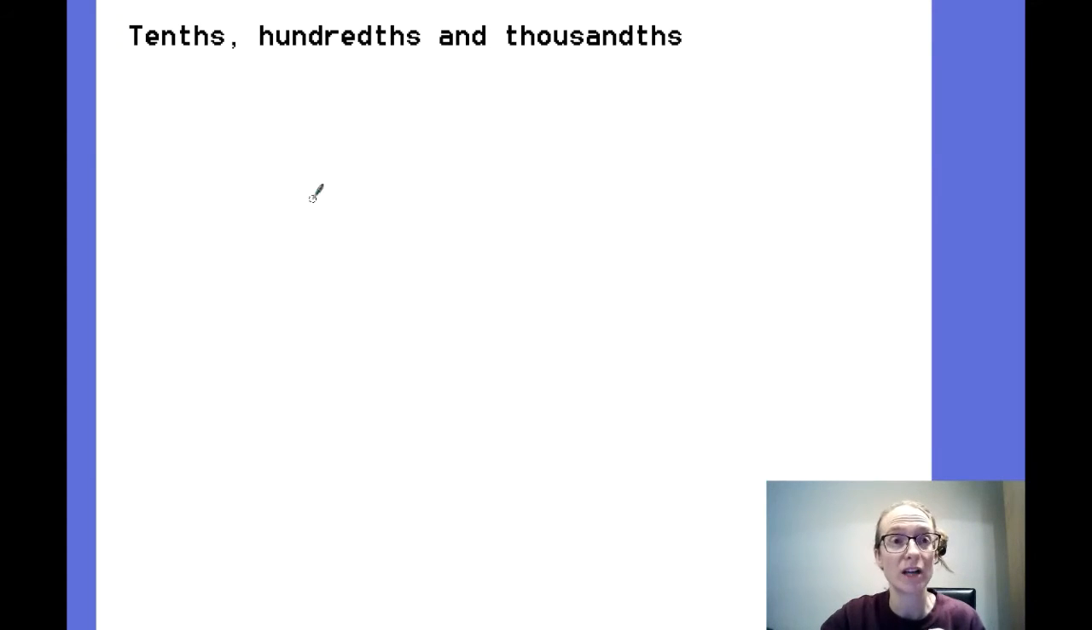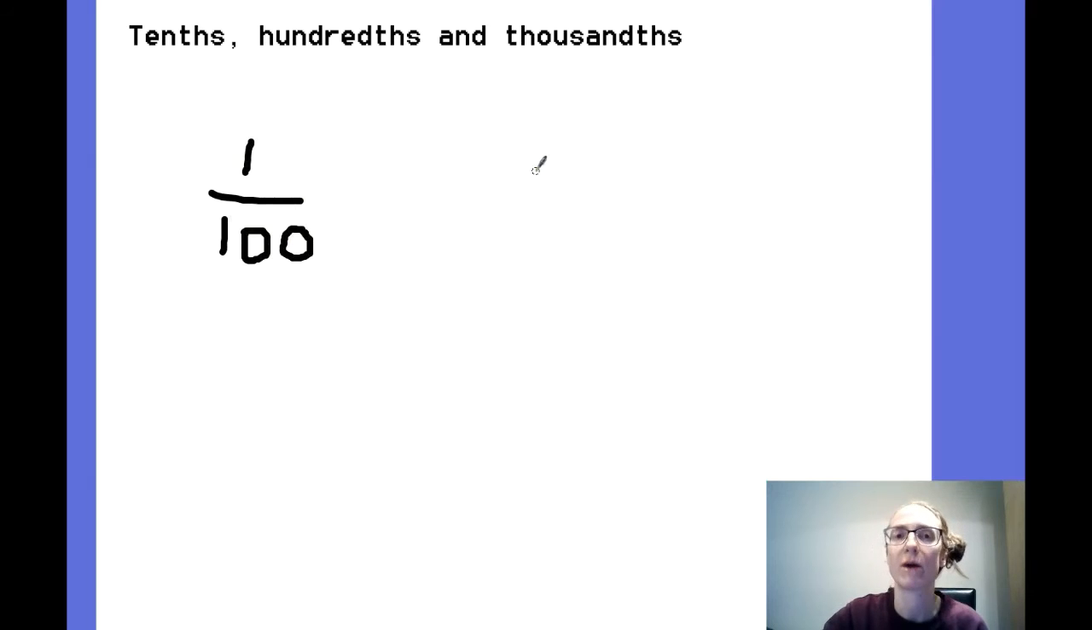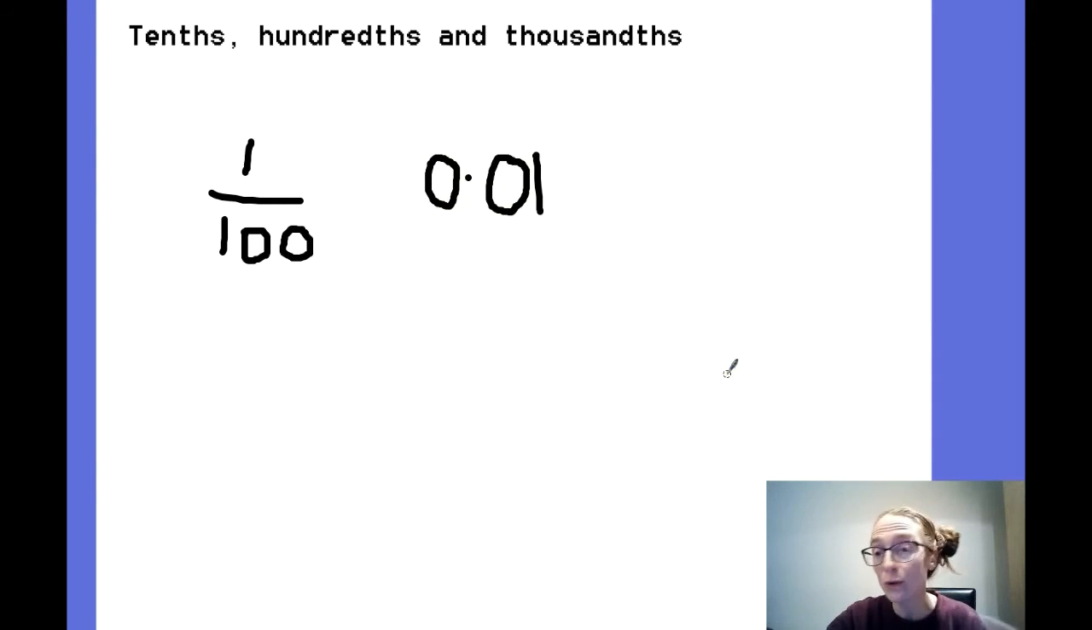And the same thing works for hundredths and thousandths. So 1/100th is written like this, 1 divided by 100. So I start with my 1, I divide by 100, so I'm going to move it 2 decimal places. So if I've moved it 2 decimal places, I end up with 0.01. But you could also do the same thing using a bus stop method to prove that.